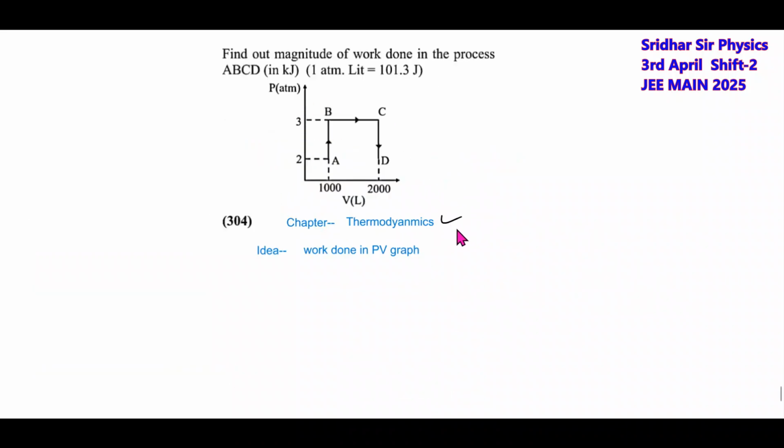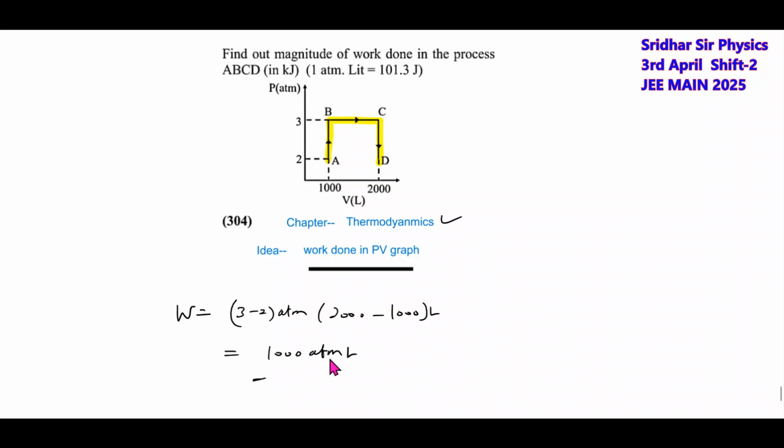Okay, this question belongs to the thermodynamics based on the work done in PV graph. Find out the magnitude of work done in the process ABCD. What is the process? The process is here AB, BC and CD. We have to calculate the work done in the process. So then work done equals area under PV graph. This will be change in pressure 3 minus 2 atmosphere, change in volume 2000 minus 1000 liter. So this will be 1000 atmospheric liter. 1 atmosphere liter will be 101.3, so 1000 into 101.3.